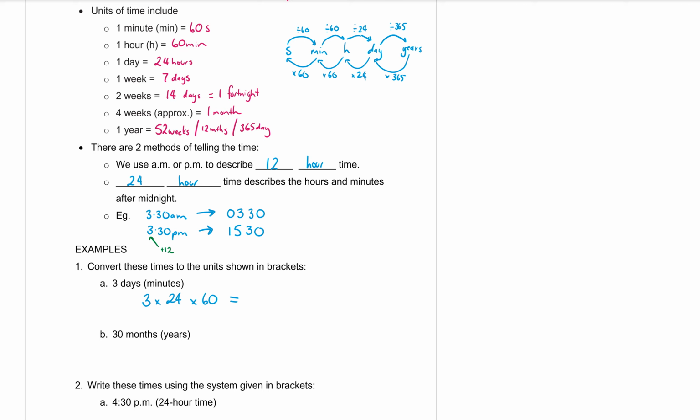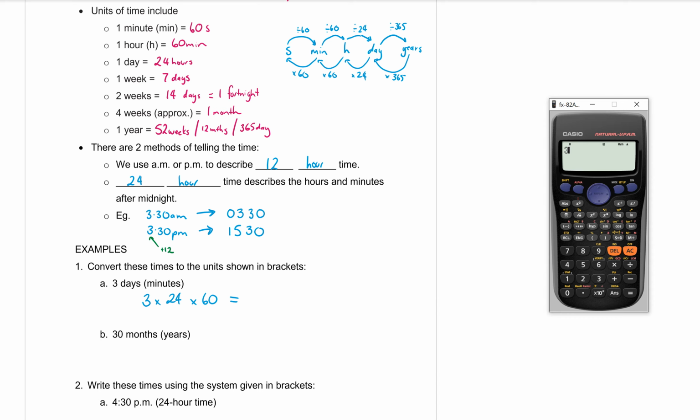Please make sure that you show your working out. So on the calculator, you can times these together. 3 times 24 times 60 is 4,320.